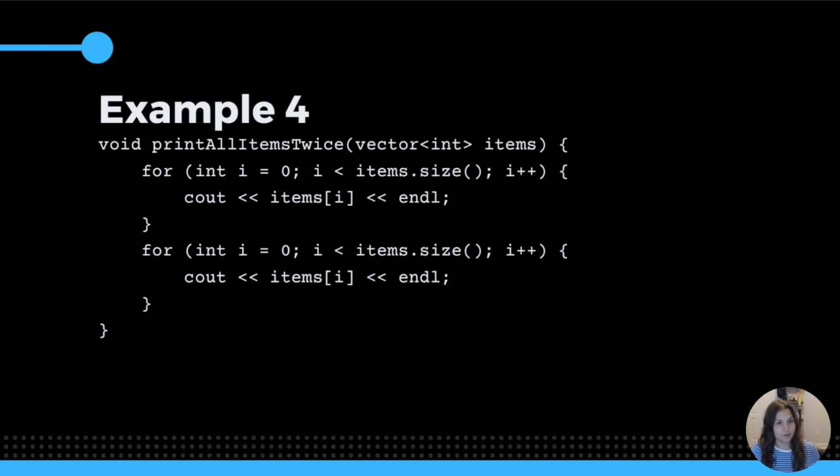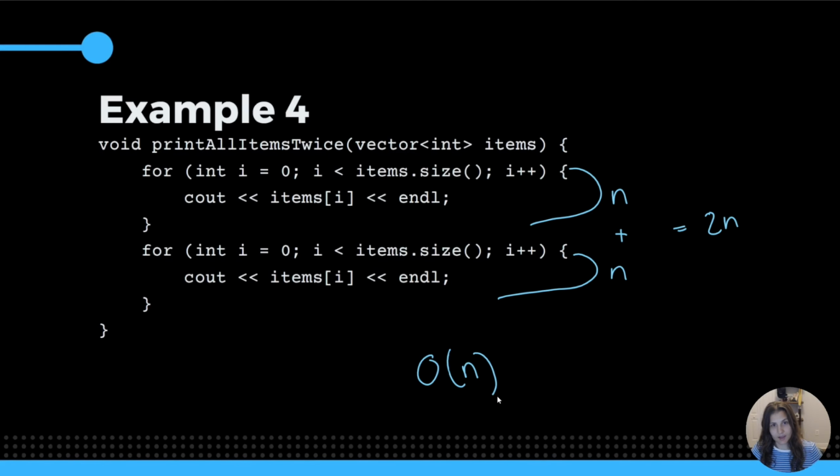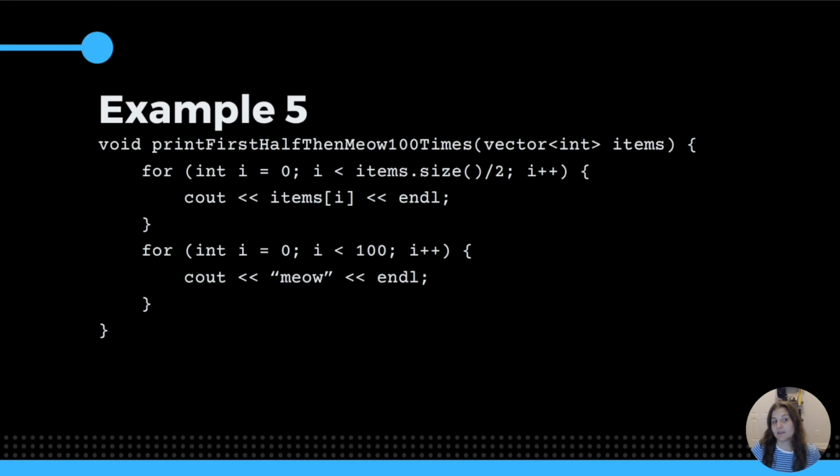For our next example, we are printing all items twice. So we're iterating through our array one time and then another time. So this is n, and then we're iterating again through n. So this is actually n plus n, or 2n. But remember from our big O properties that we can drop our constant, so this is just the big O of n.